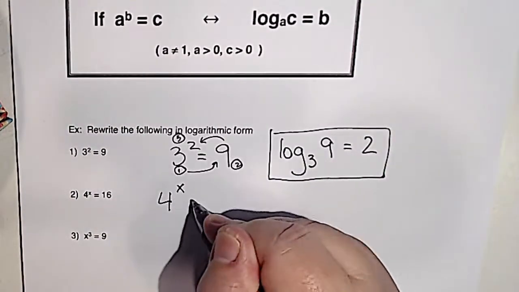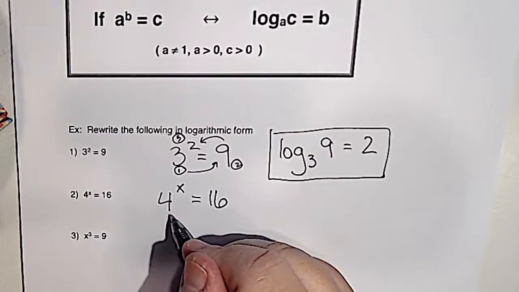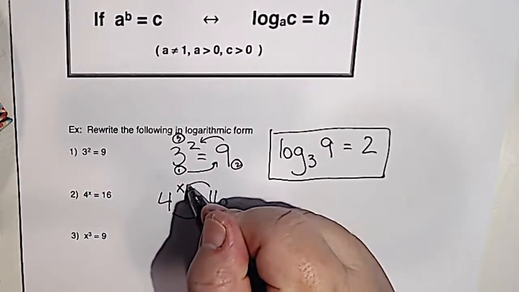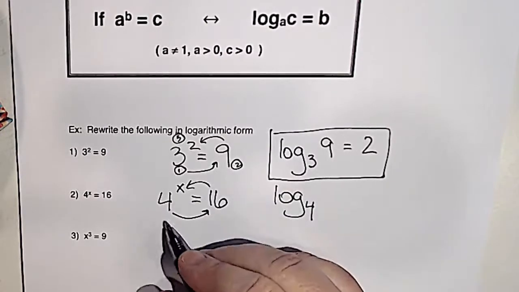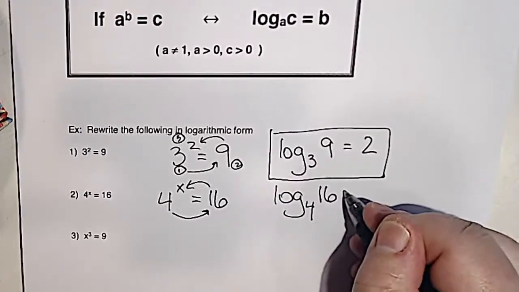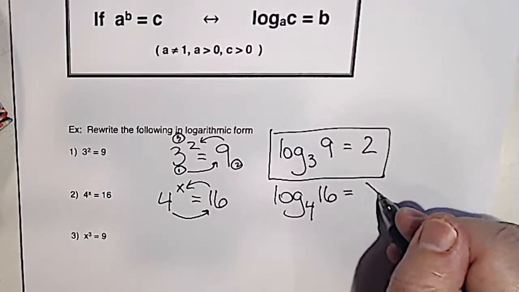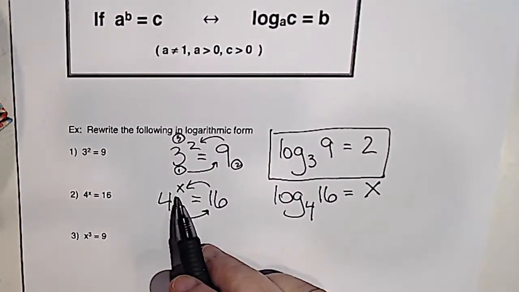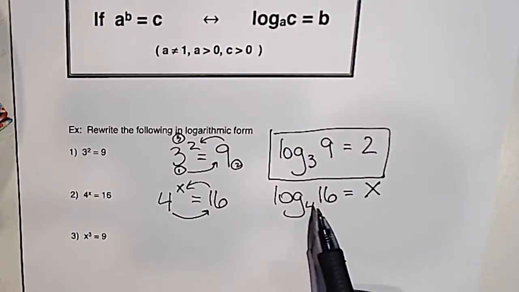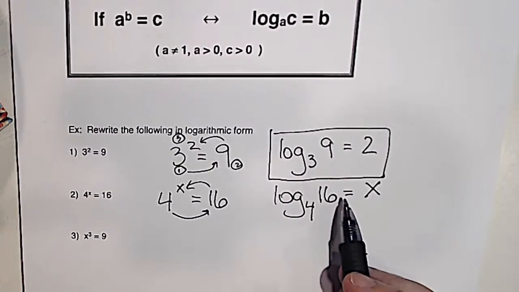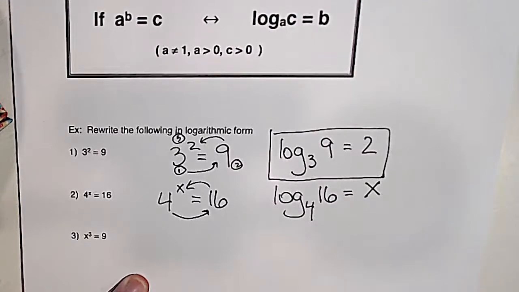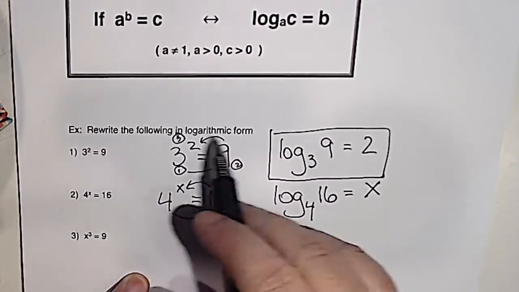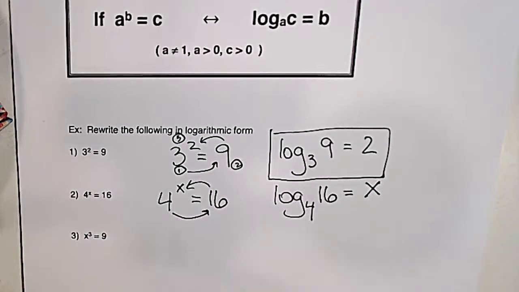Okay. 4 to the x equals 16. Start here, go across, and come back. Log base 4, go across, of 16 equals x. What is x? X in this should be 2, right? How many 4's go into 16? How many 4's multiplied together go into 16? 2. But it doesn't ask us for that. It just says rewrite the following in logarithmic form.